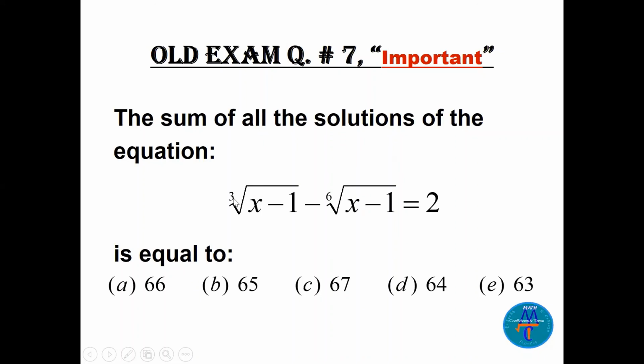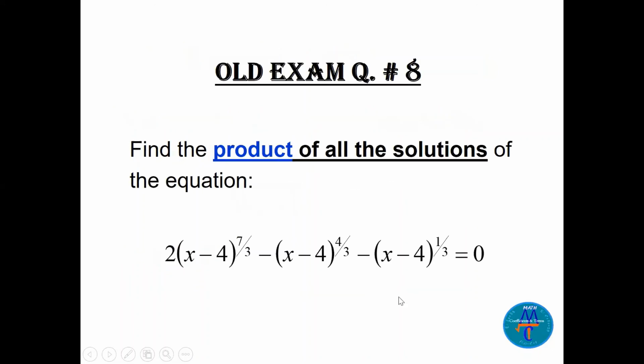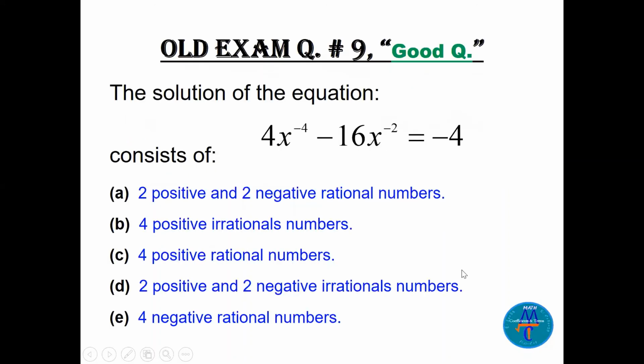This is an equation. Cube root of x minus 1 minus 6th root of x minus 1 is equal to 2. The sum might be 66, 65, 67, 64, 63. Remember the sum. Just find it. Find the product of all the solutions of this equation. For sure you have to factor equal to 0, that one here. And this is question number 9, a good question.